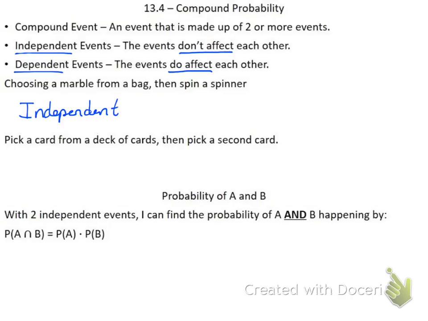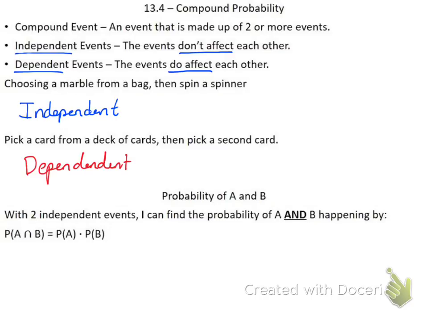When you pick a card from a deck of cards and then pick a second card, that does affect it. So this is going to be dependent. It's actually going to affect it. If I draw a 10 of hearts, it's going to affect whether I'm trying to draw another 10 or another heart or whatever card I'm trying to find.